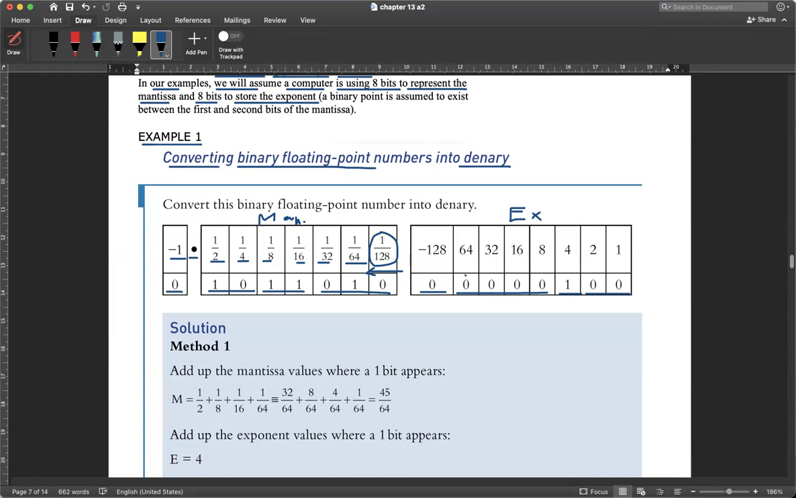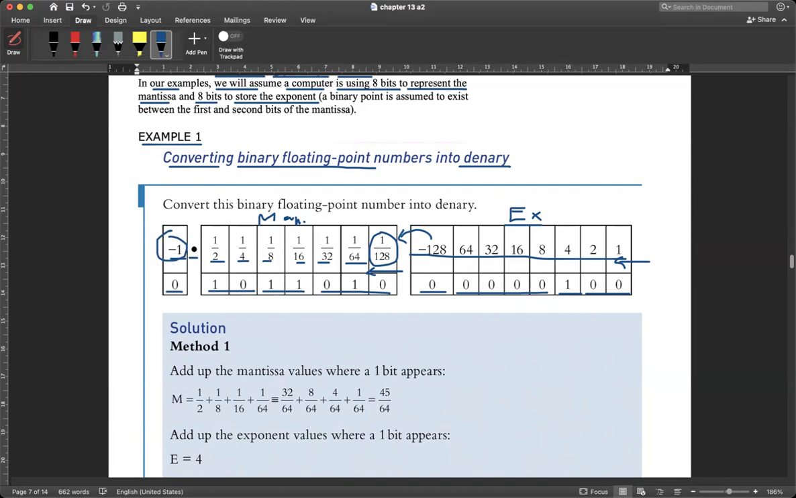But in exponent, the order is perfectly fine. It means the order is in a regular form, like 1, 2, 4, 8, 16, 32, 64, -128. And after -128, you see 1 over 128, 1 over 64, 1 over 32, 1 over 16, 1 over 8, 1 over 4, 1 over 2, and -1.